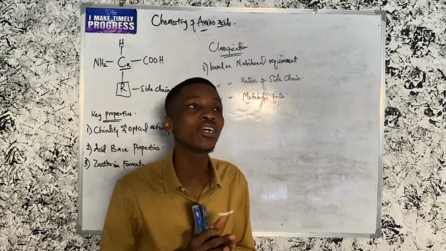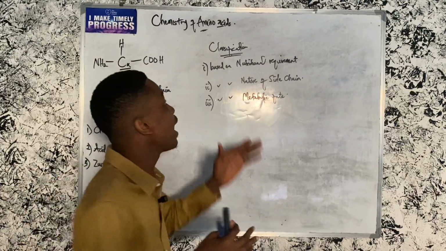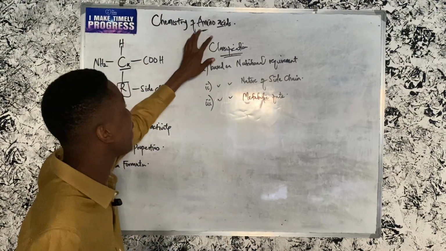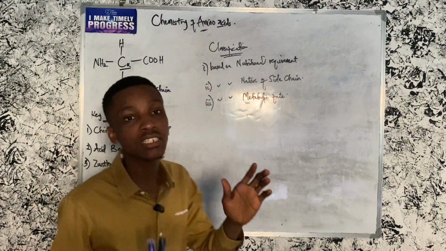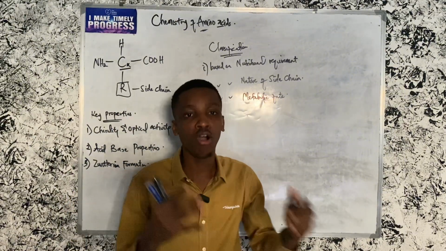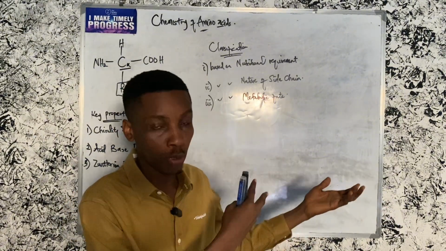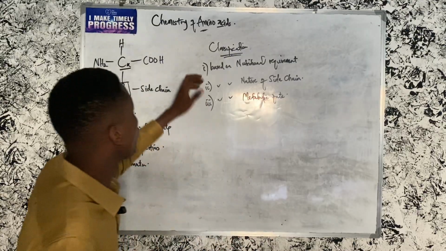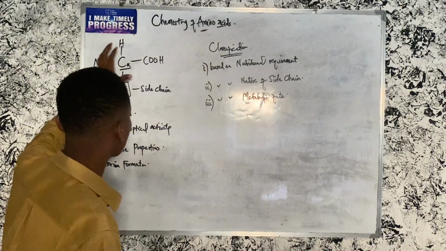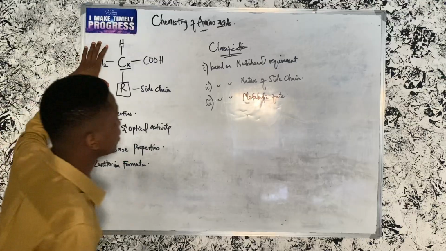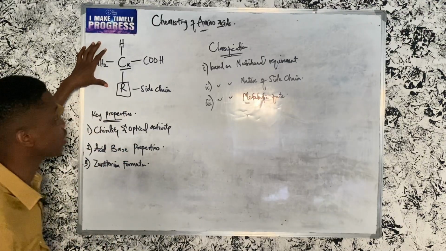Today we'll be discussing the chemistry of amino acids. What are amino acids? Amino acids are just the building blocks of proteins, which are one of the macromolecules we have in the human body. Now, what should we know about amino acids? Very quickly, the structure of an amino acid. What are the key things I see in an amino acid?